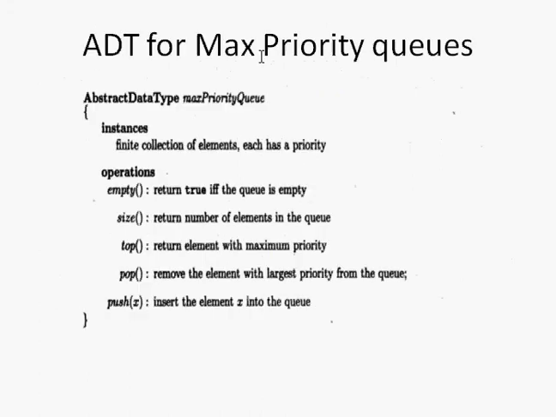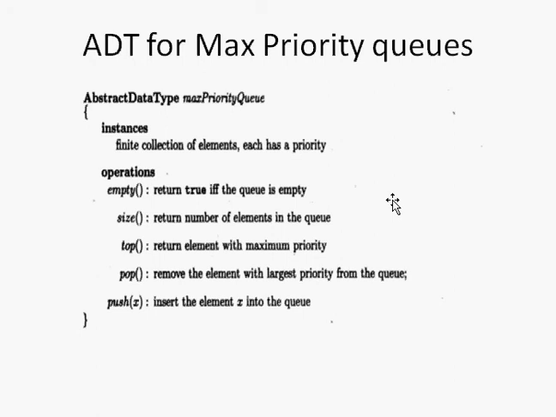Then following that, we have an abstract data type for max priority queue. In a max priority queue, the instances are not just a collection of elements, but a collection of elements wherein each element has a priority. The methods or operations involved in a max priority queue are empty, size, top, pop, and push. We know what empty does. Empty returns whether the max priority queue is empty or not. It returns true if it's empty.